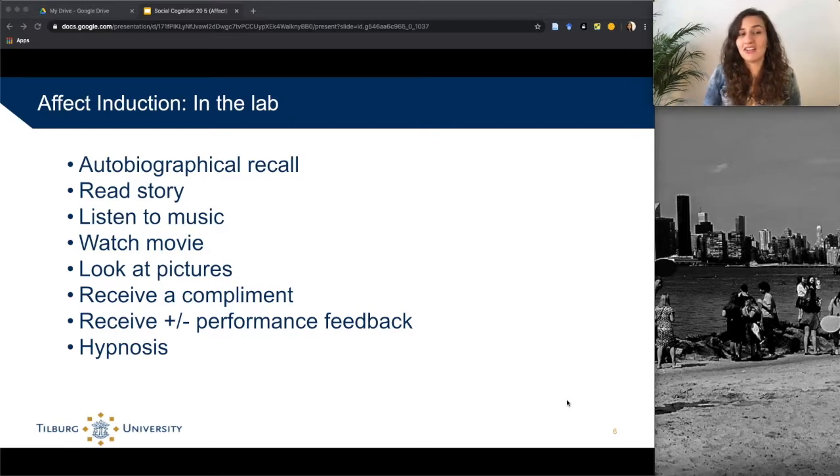So this is an overview of how we may induce affect in the lab, and at least some ideas, which of course need to be tailored for the specific research question. But this is a broad overview for the moment.